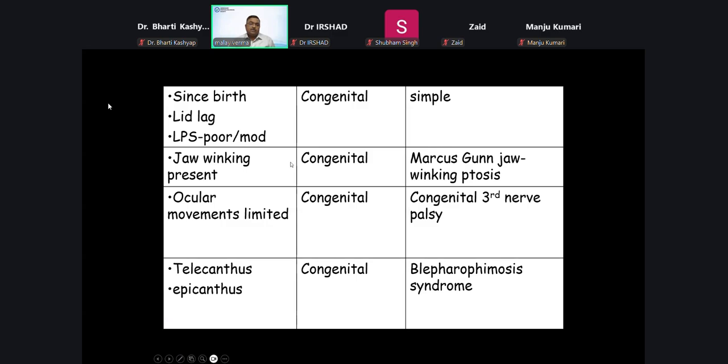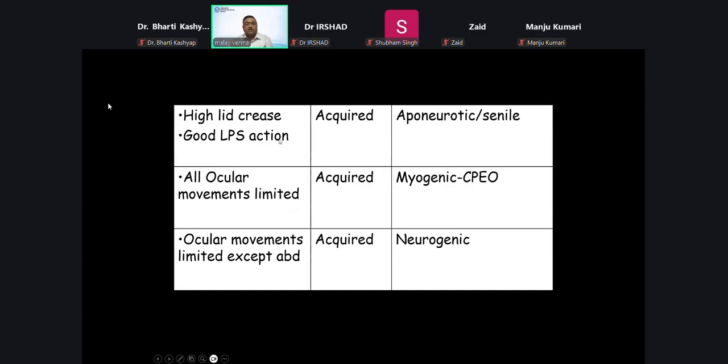If jaw winking is present, then it is congenital Marcus-Gunn jaw winking ptosis. If ocular movements are limited, then it is congenital third nerve palsy. And if there is telecanthus and epicanthus, then it is a blepharophimosis syndrome. If the lid crease is high and LPS action is good, then it is an acquired case. It is an aponeurotic or a senile ptosis.